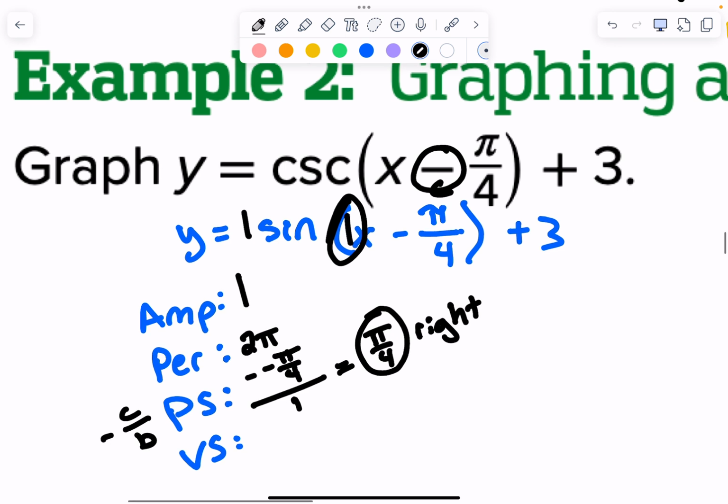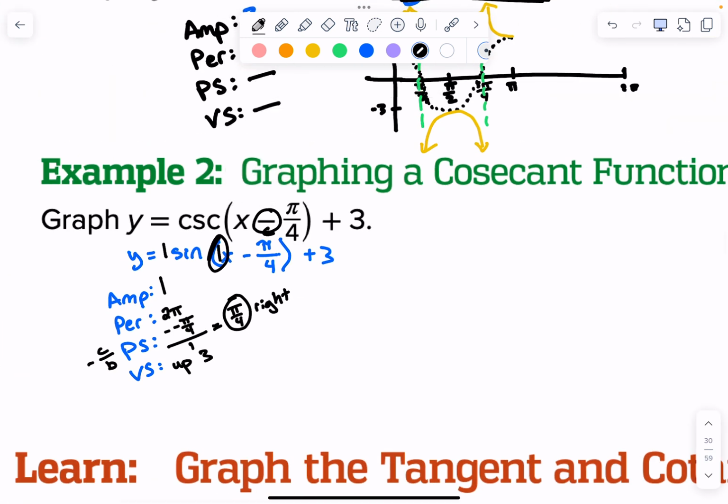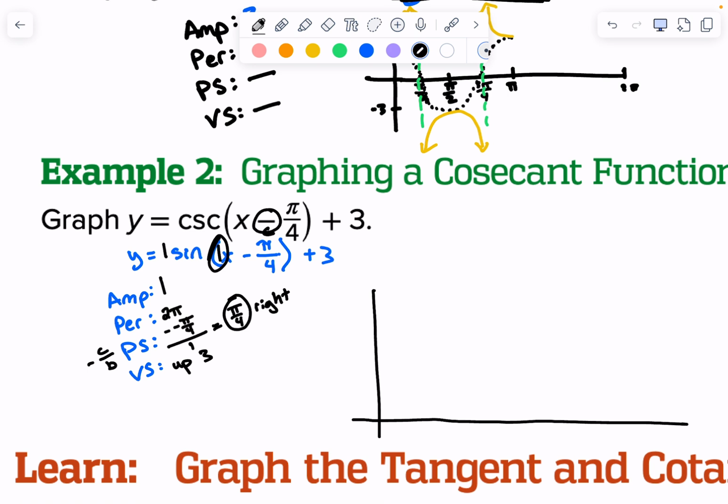Okay, vertical shift is up 3. All right, we're going up 3, so I'm going to go like this, up 3. 1, 2, 3. My new middle line is at 3. There's my middle line. And then the amplitude is up 1 and down 1, so I'm going to go up to 4 and down to 2. And there's my other line, right?